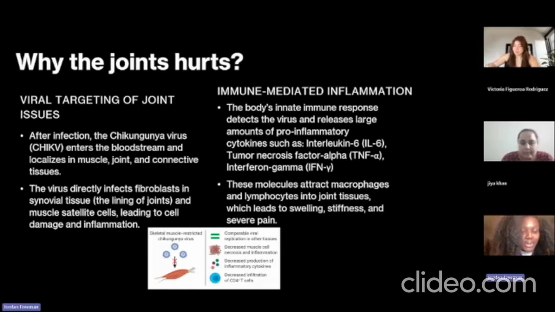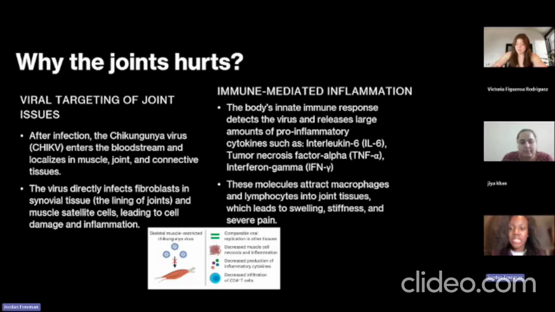So why do the joints hurt? Chikungunya causes joint pain because the virus goes into the bloodstream and settles in the muscle and joints. It affects the cells that line the joints, called fibroblasts, which I discussed in previous slides. And this causes irritation and inflammation.